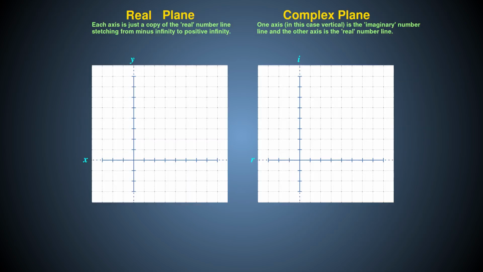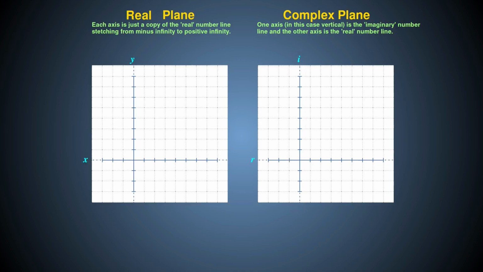Mathematically speaking, each such pair of numbers can represent a single coordinate point on a plane, but they're not the coordinate points on the simple real Cartesian plane where both axes are composed of the real number line. Instead, a complex number represents a point on the so-called complex plane, where one axis is the real number line, and the other axis is the imaginary number line.